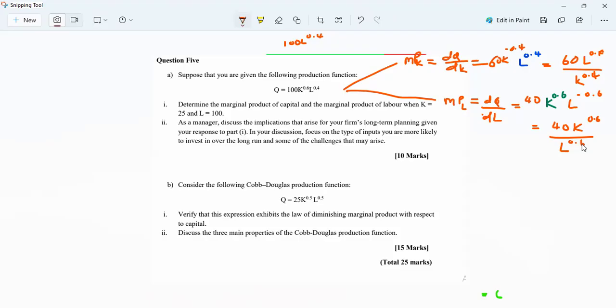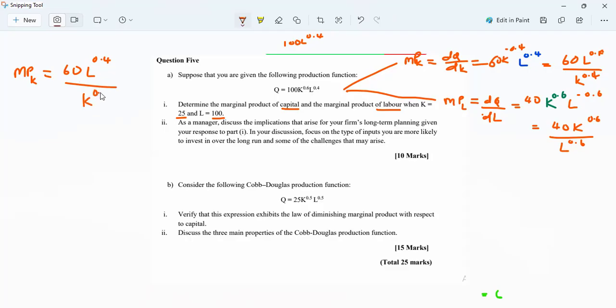So these are the partial derivatives that we have. So now, if we're asked to find the marginal product of capital and marginal product of labor, when we've been given our L as 100 and our K as 25, just substitute. So what is our MPK? Rewrite it. It is 60 L^0.4 over K^0.4.